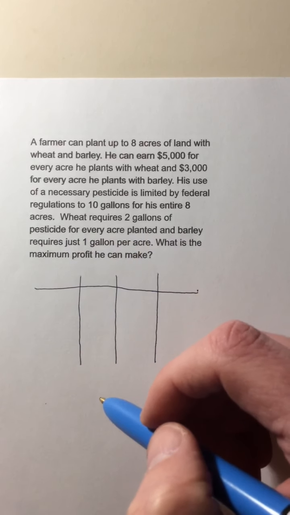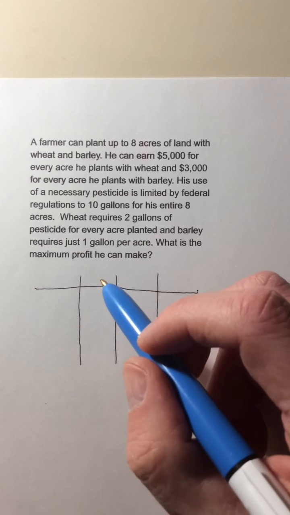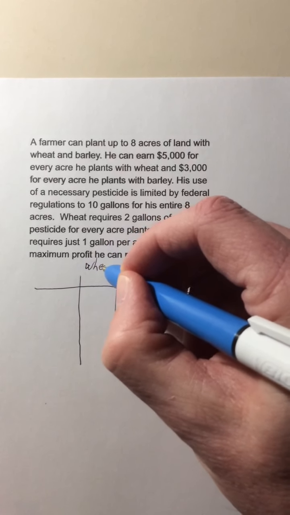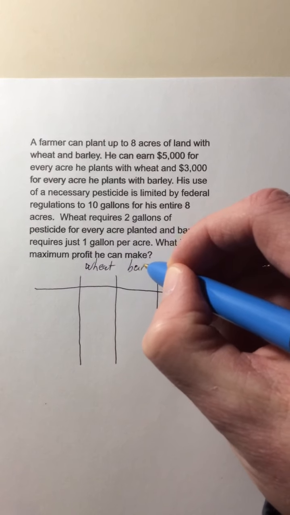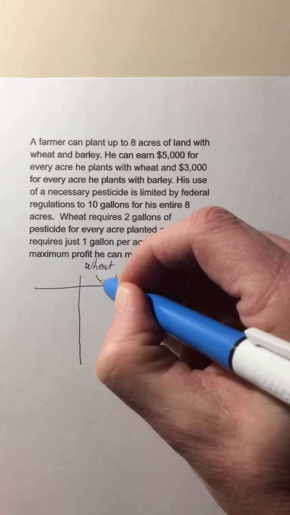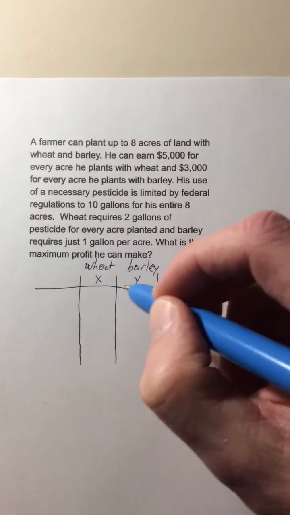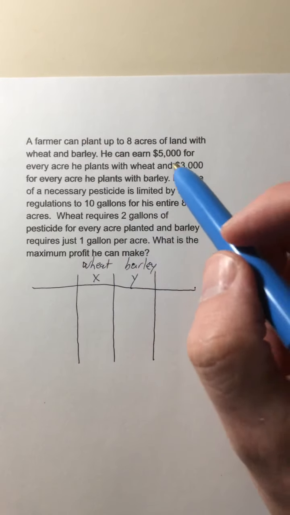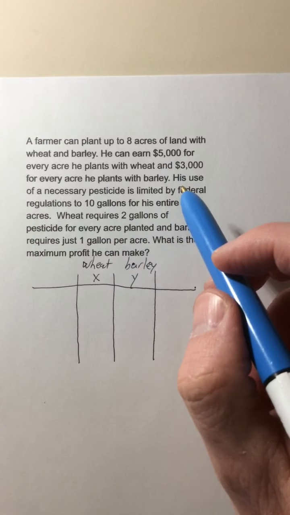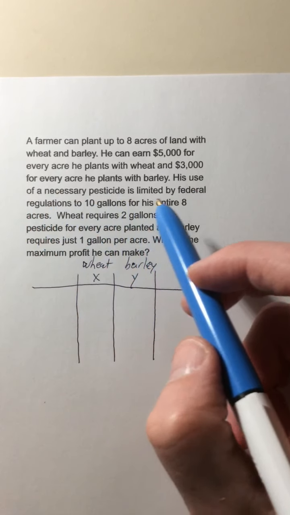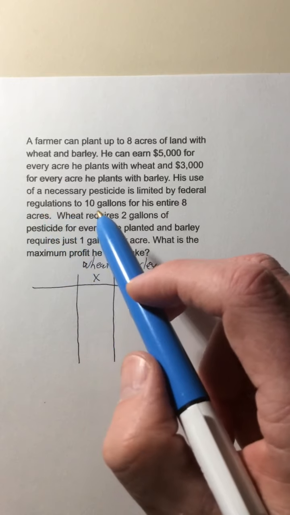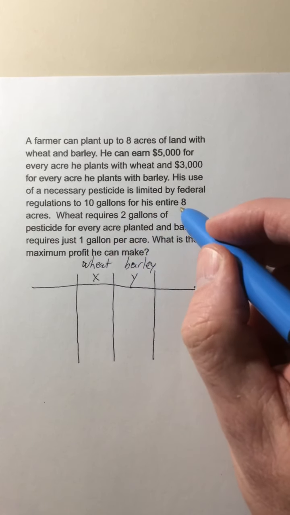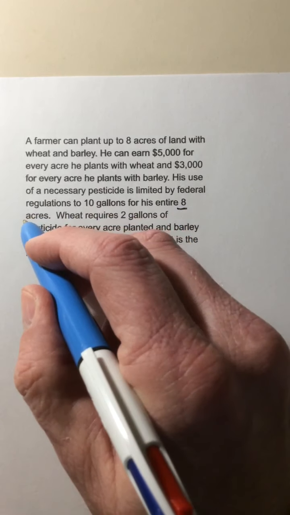Okay, so in order to figure out the maximum profit, clearly we need to know how many acres of wheat and how many acres of barley. So we have wheat and we have barley. We'll cleverly call those X and Y. And again, it doesn't matter, you could have switched them, and that's fine. And so what are the limiting factors? Well, it says here, his use of a necessary pesticide is limited by federal regulations to 10 gallons for his entire 8 acres. Okay, so let's actually deal with this whole 8 acres thing first, because that's the easy thing to deal with.